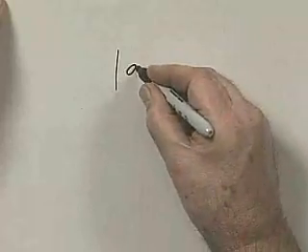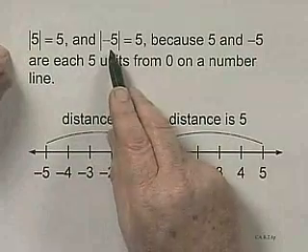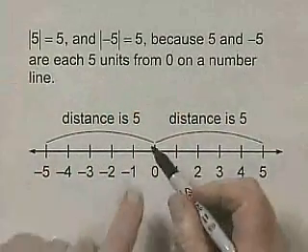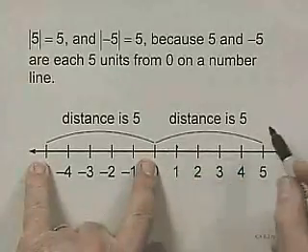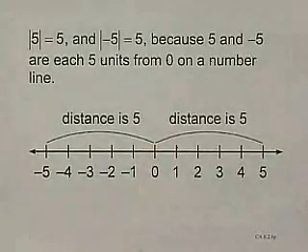Let us continue the lesson by talking about absolute value. The distance on a number line from 0 to a number is called the absolute value of that number. It is written as the absolute value of a. The absolute value of 5 is 5. And the absolute value of negative 5 is 5 because 5 and negative 5 are each 5 units from 0. Negative 5 is 5 units from 0, and positive 5 is 5 units from 0. Let's take a look at an example.